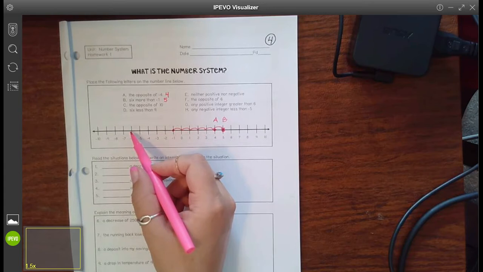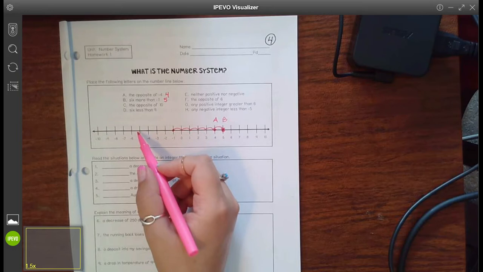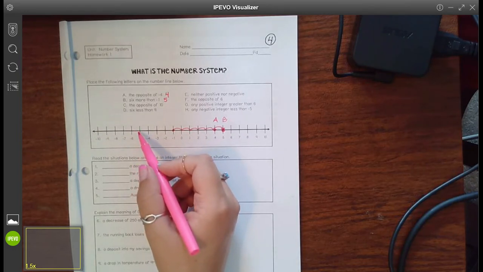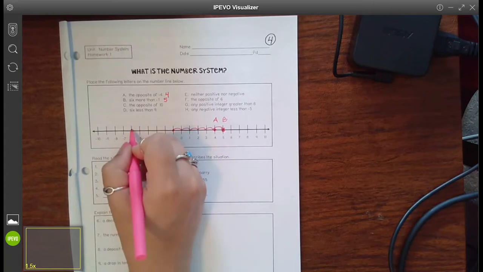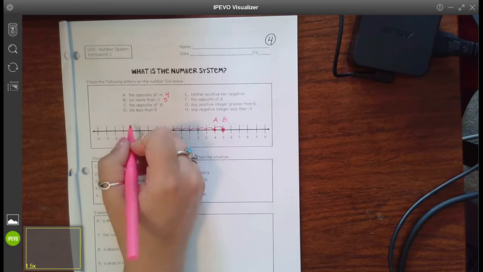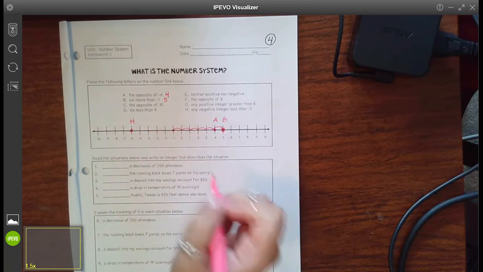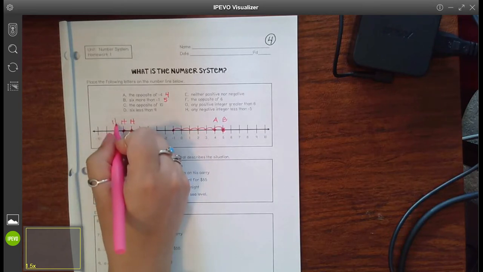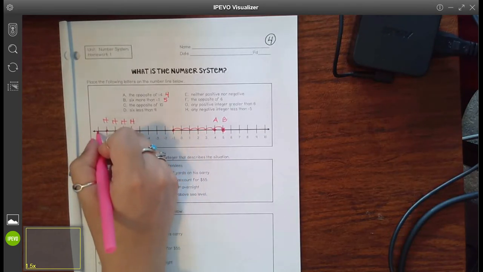-6 is less than -5 because if you think about it, would you rather owe somebody $5 or owe somebody $6? You'd rather owe somebody $5, right? Owing them $6 is less money for you. So -6 is less than -5. So you could have put a dot there. You could have put a dot at -7 or -8 or -9 or -10.